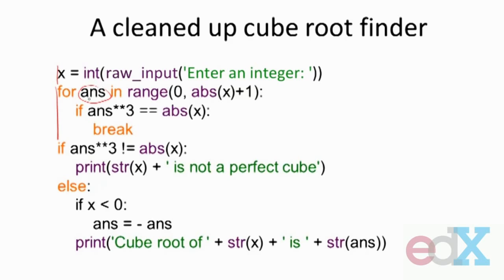There's my identifier, for answer, ANS, in, and there's range. So notice what range is going to do. It's going to generate a sequence of integers, 0, 1, 2, all the way up to the absolute value of x. The for loop says, for answer in that range, starting at 0, I'm going to execute the body.